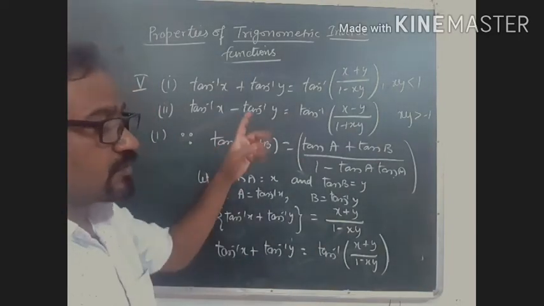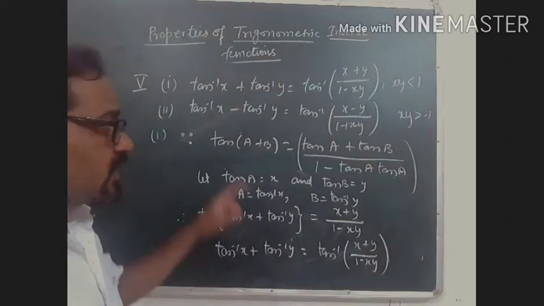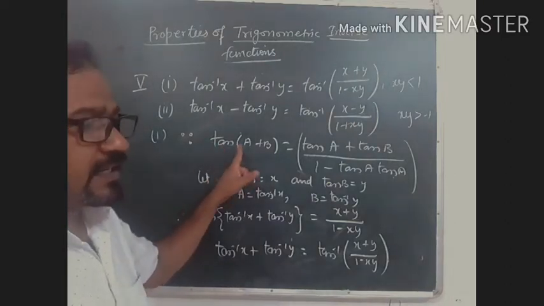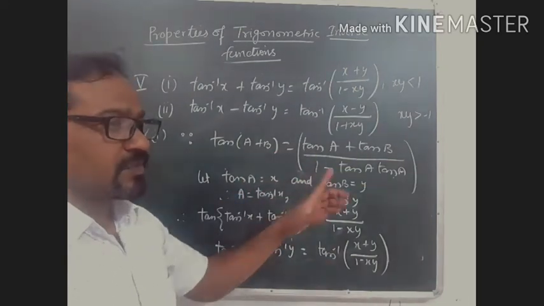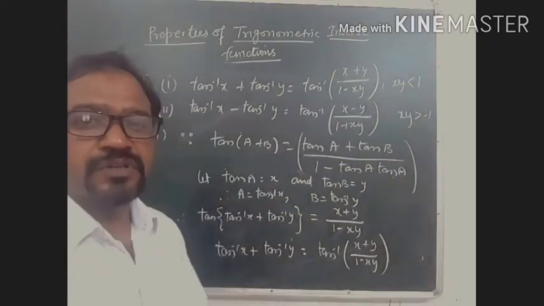Similarly you can prove the second part. For the second part we will use the identity tan(a − b), which means (tan a − tan b) upon 1 + tan a tan b.